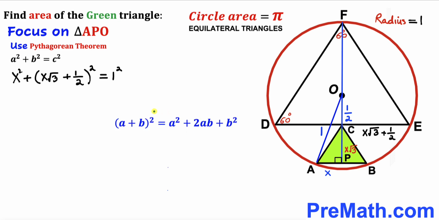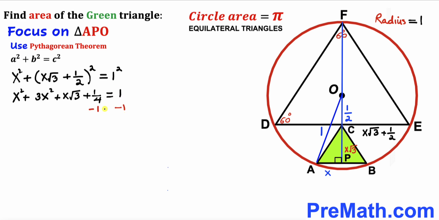And now let's recall this famous identity: a plus b whole square could be written as a square plus 2ab plus b square. We are going to apply it on this left hand side binomial. So therefore on the left hand side we got x square first, and let's apply this identity over here. We're going to get 3x square plus x times square root of 3 plus 1 divided by 4 equals to 1 on the right hand side.